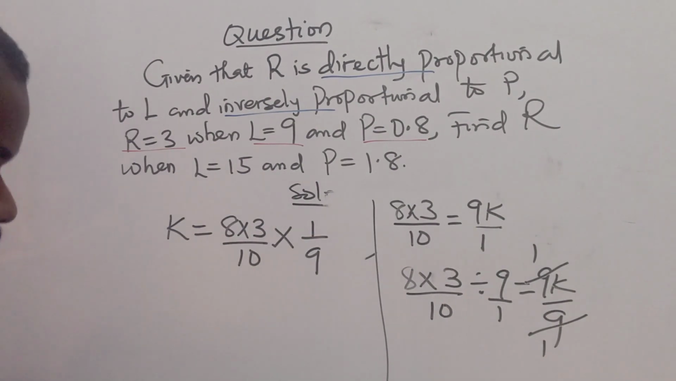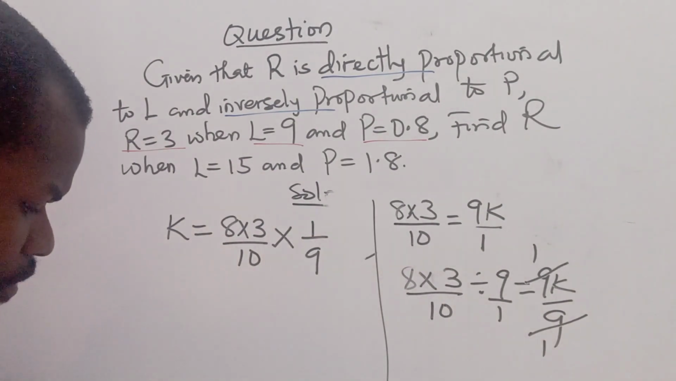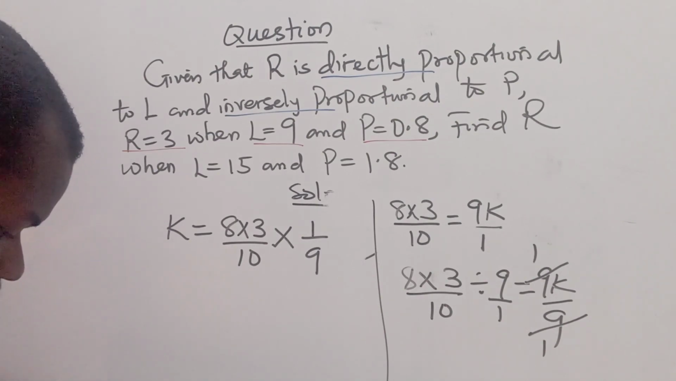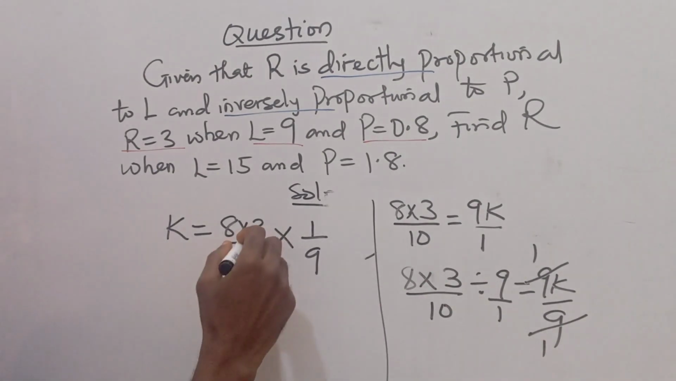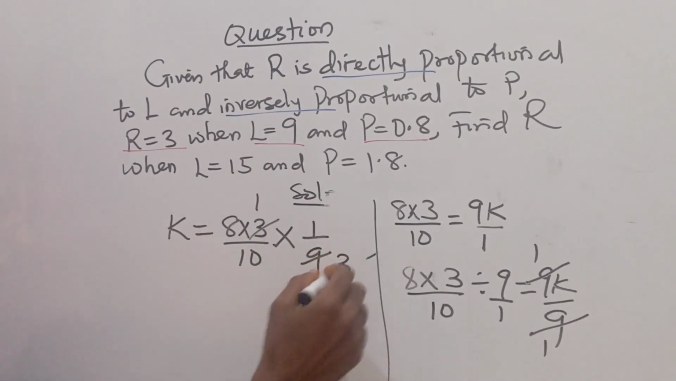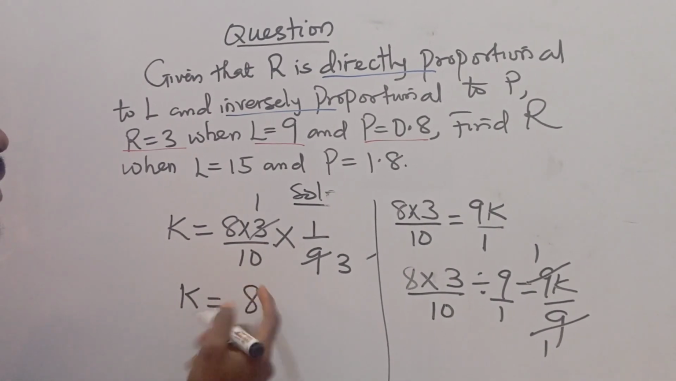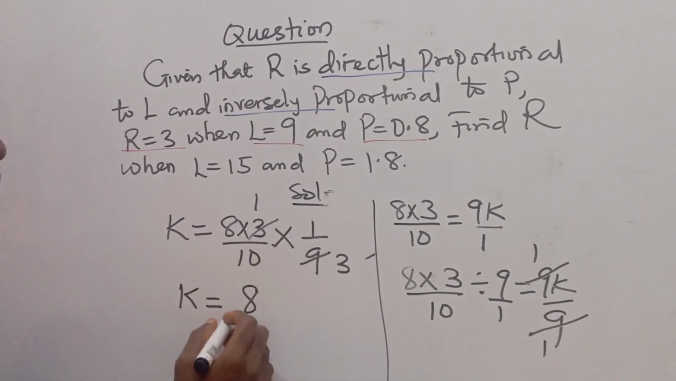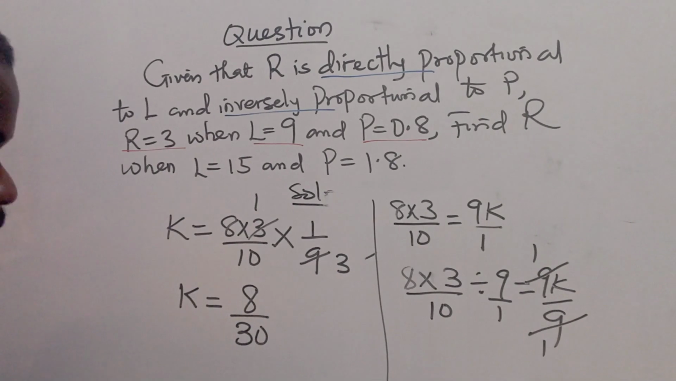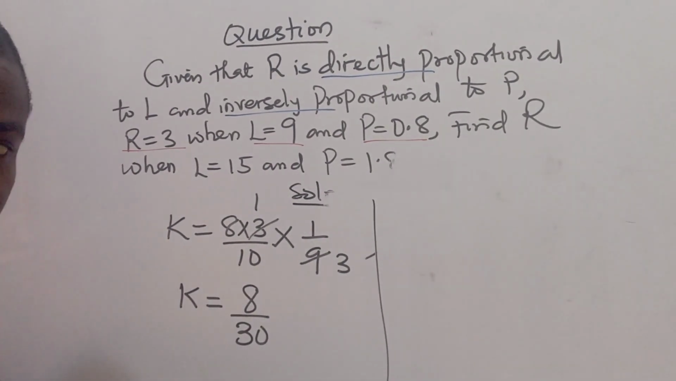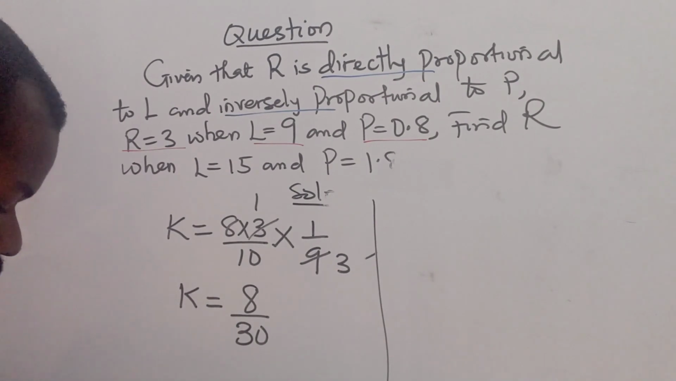Alright? So from this, is there anything that can cancel out? Let's check. 3 here is 1, 3 here is 3. So my K is equal to 8 times 1 is 8, and 10 times 3 is 30. So our value of K is 8 over 30.